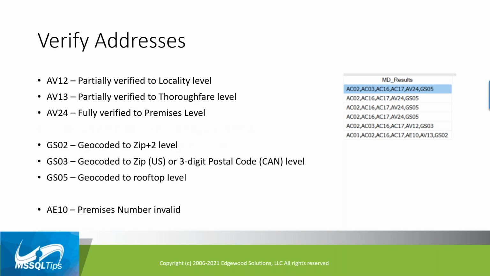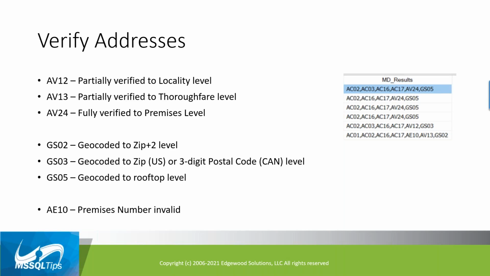For example, verified is probably what we're most interested in, because it says, okay, partially verified, it looks like a real address, but I can't really verify if it exists. If it's at the locality level, it means I just know the town where it's in, for example, or know the locality where it's in.